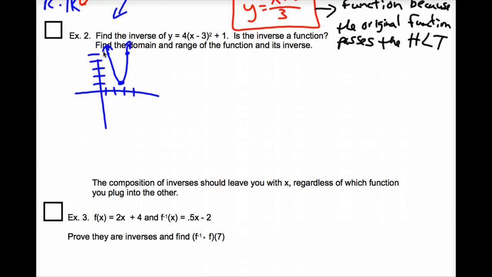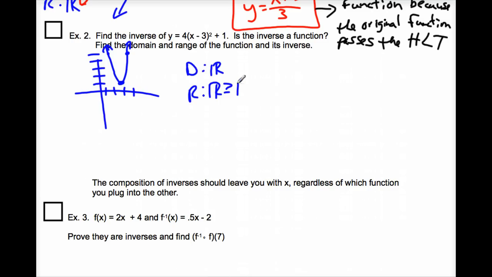The function itself has a domain of all reals because it goes forever left and forever right. The range is a little different, however, because it doesn't go any lower than 1. 1 is a minimum point. So the range is all reals greater than or equal to 1.